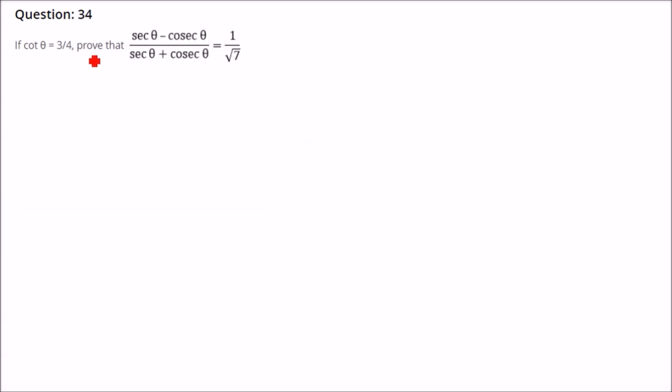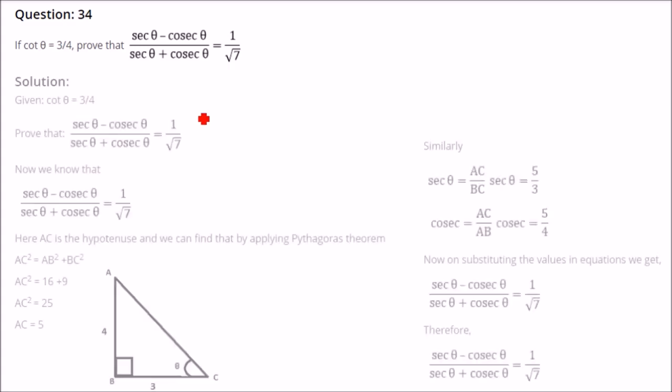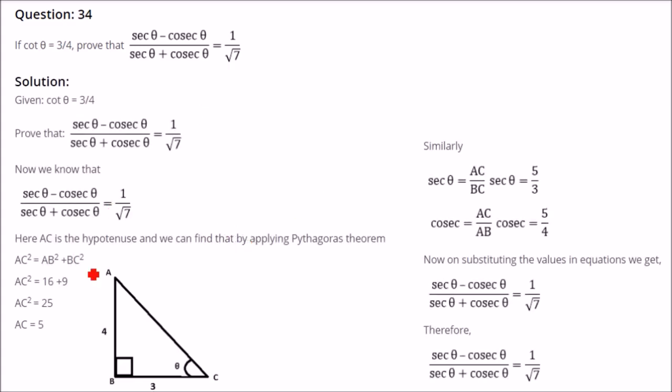Cot theta is 3 by 4. You have to find these. So what you can do here is either you can use the triangle, or is there any other way you can get this, because this will be 1 by cos theta, this will be 1 by sin theta. So, rather than just going through it, let us find it out using the triangle only.